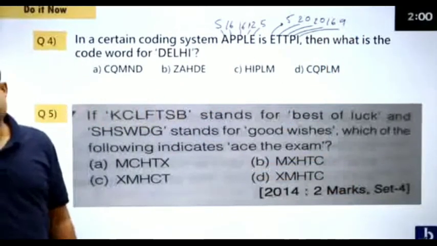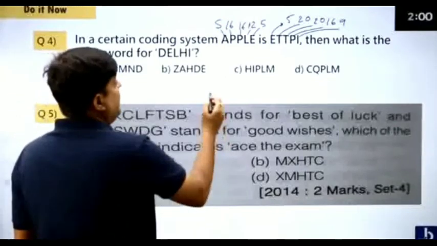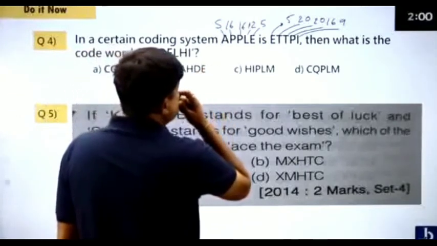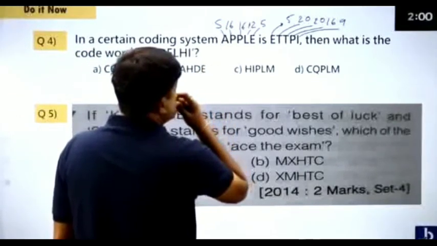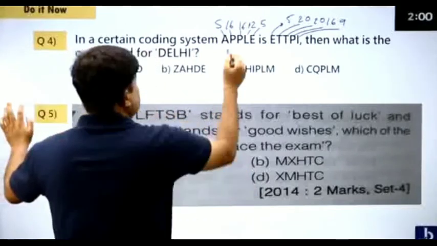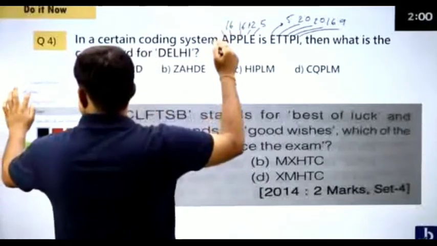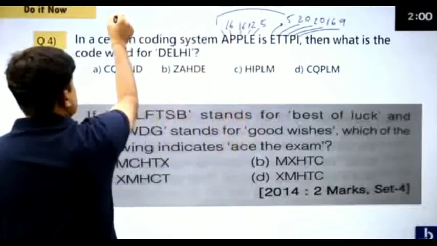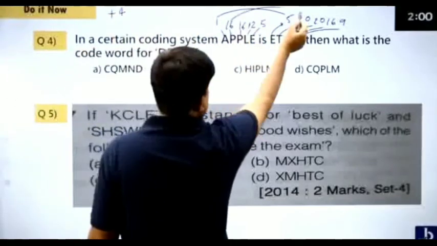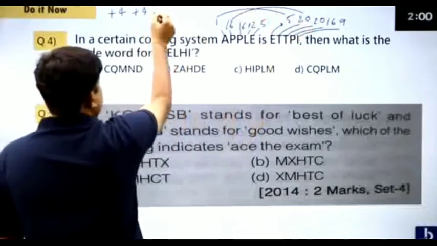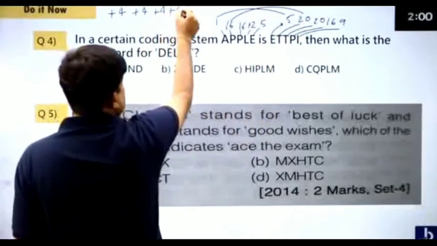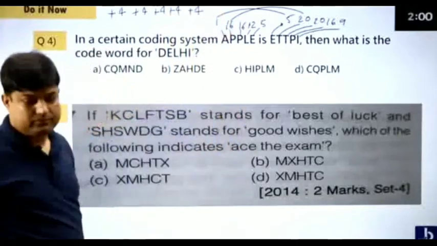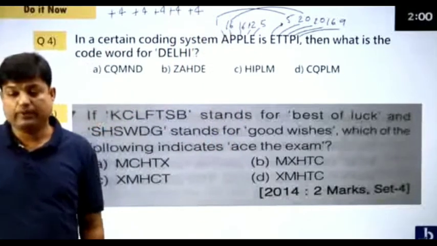So, you all know that these ranks are shifted, okay? So, 5, no change, any change? Sorry. This is not 5, this is 1. How much change in the first one? Plus 4. How much change in the second one? Plus 4. Plus 4. Plus 4. So, logic is plus 4, plus 4, plus 4.